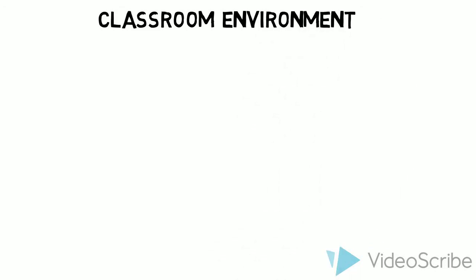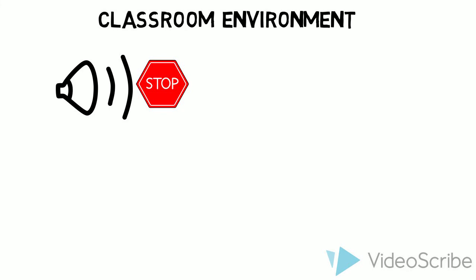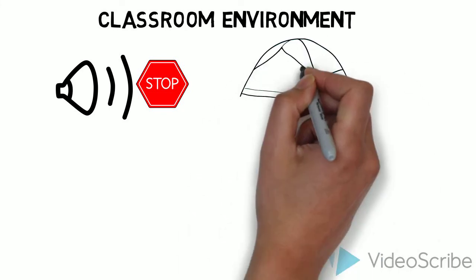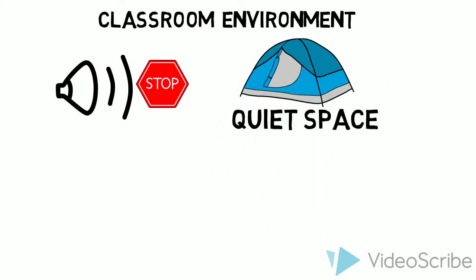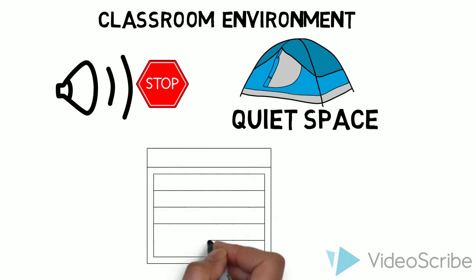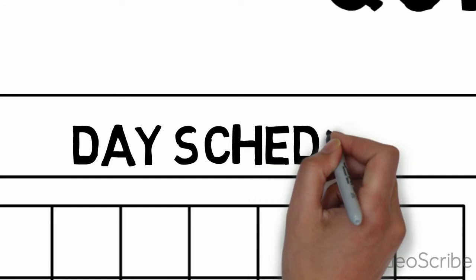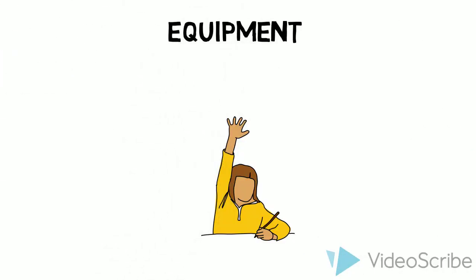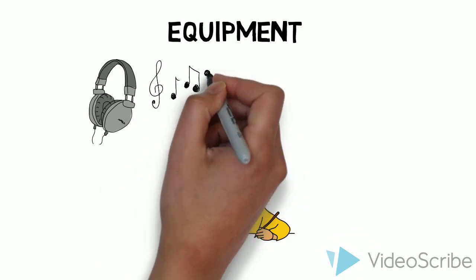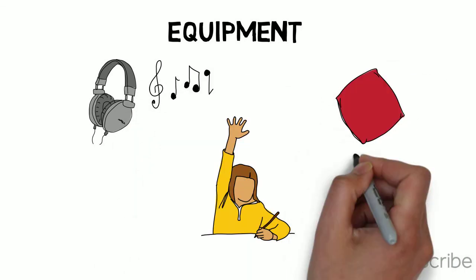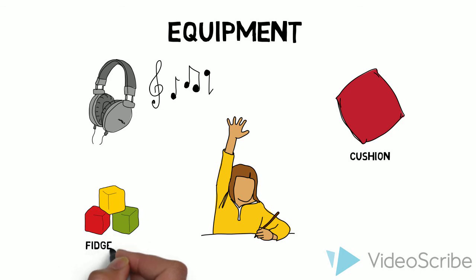Classroom strategies may revolve around modifications to the environment. This may involve removing distracting sounds, creating a quiet space for students to spend some time alone, or taking a break. Providing the student with a visual representation of the day's schedule can be especially helpful when transitioning between activities or subjects. Equipment such as earplugs, headphones with soft music, seated cushions or pillows to sit on, and a fidget toy may be of use to students.